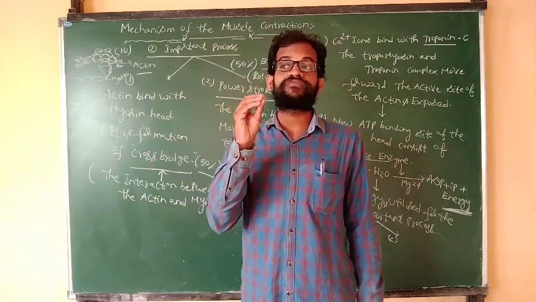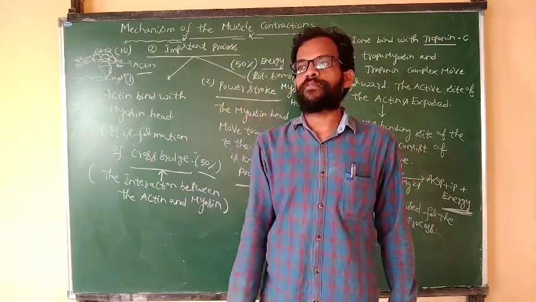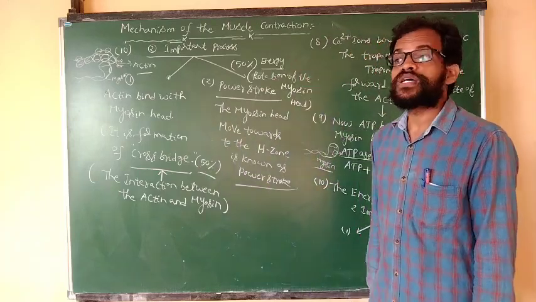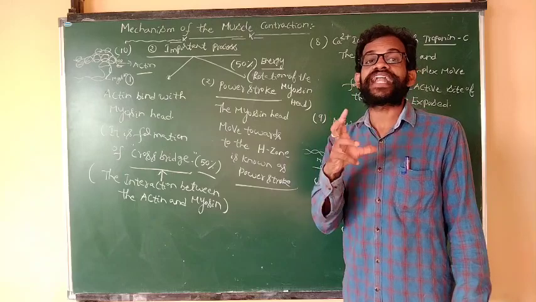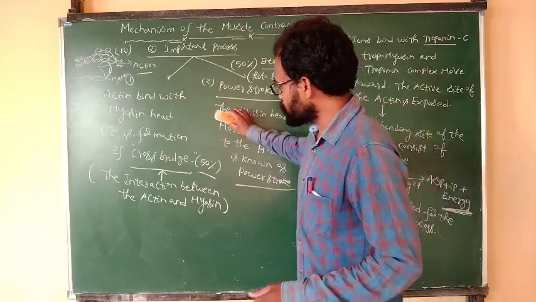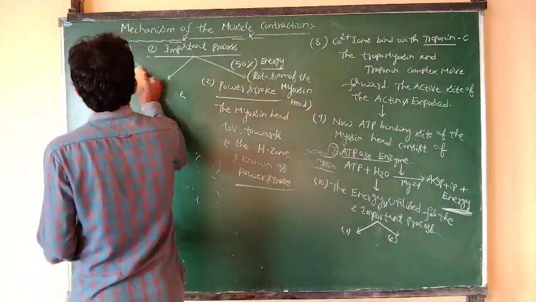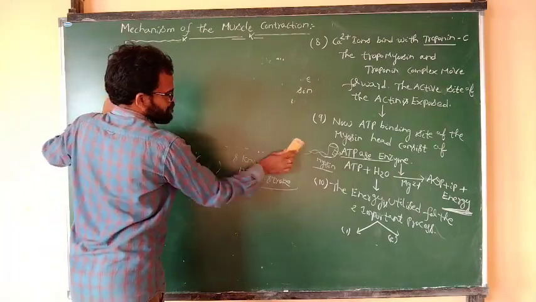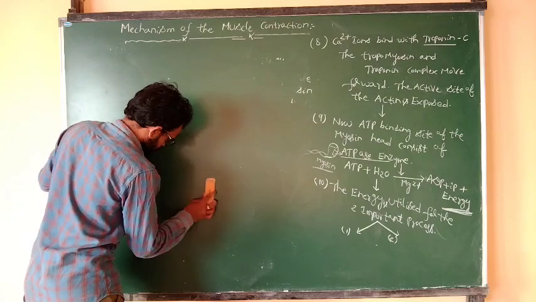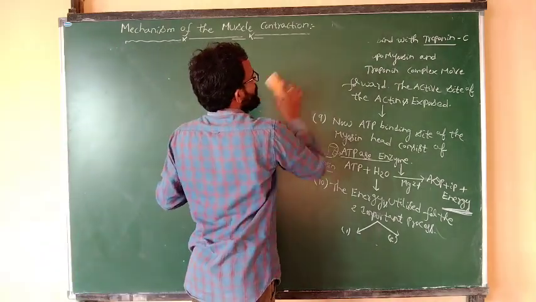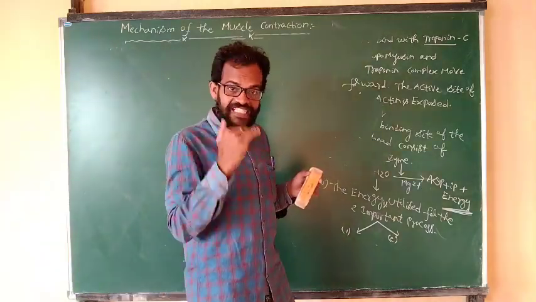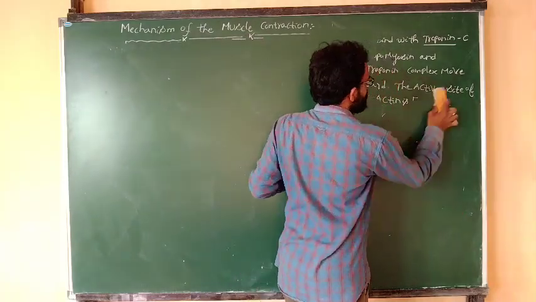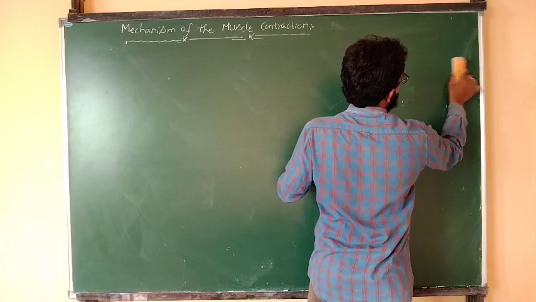The 50% of energy is required for the cross-bridge formation. The remaining 50% is required for the power stroke, the rotation of the head during the muscle contraction. We can explain this entire mechanism, all 10 steps, with the help of the diagram.